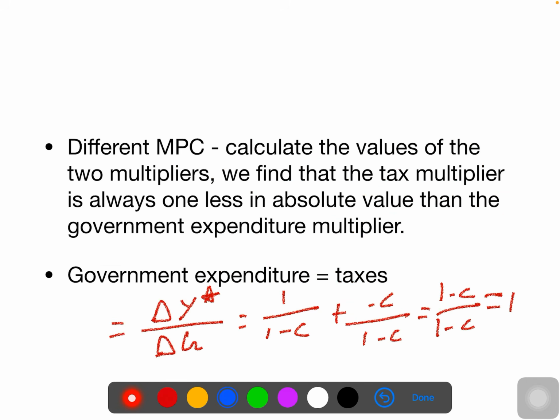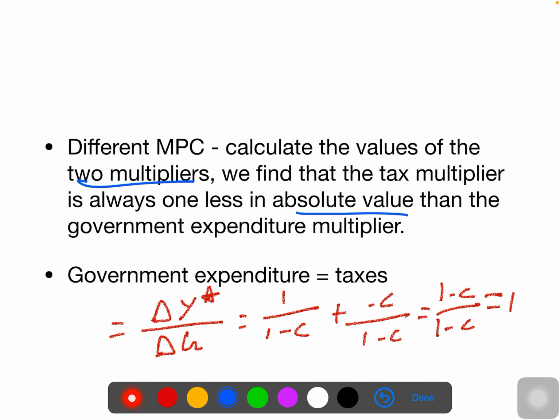If we take different values of the marginal propensity to consume and calculate the values of the two multipliers, we find that the tax multiplier is always 1 less in absolute value than the government expenditure multiplier. This has an interesting implication. Let's talk about how exactly it's going to work.